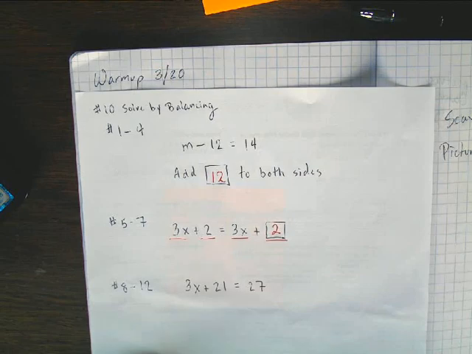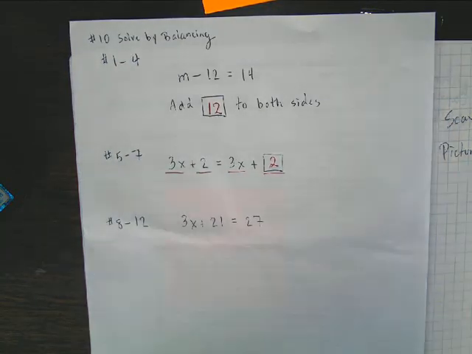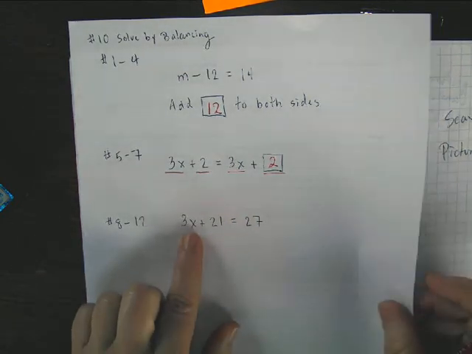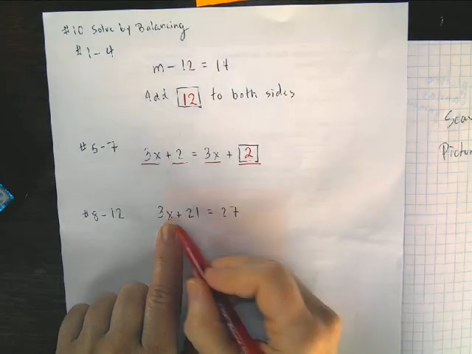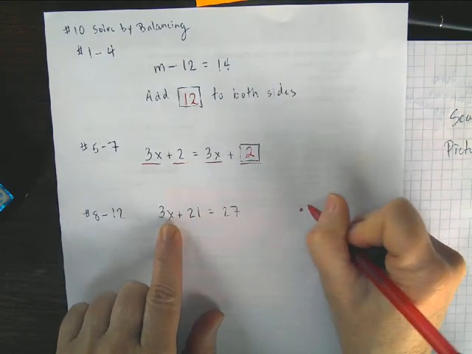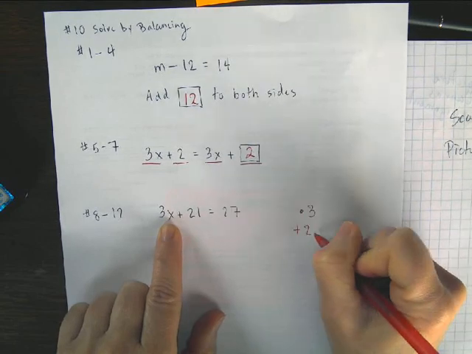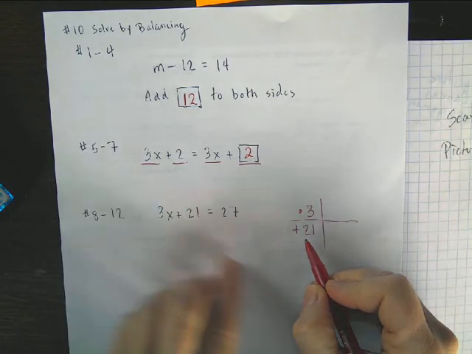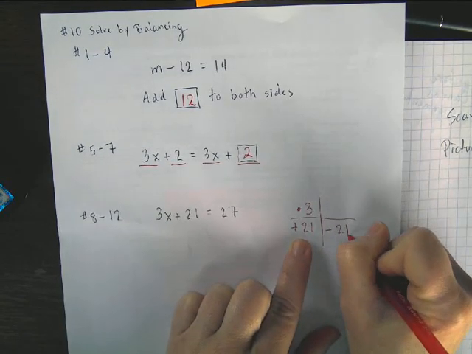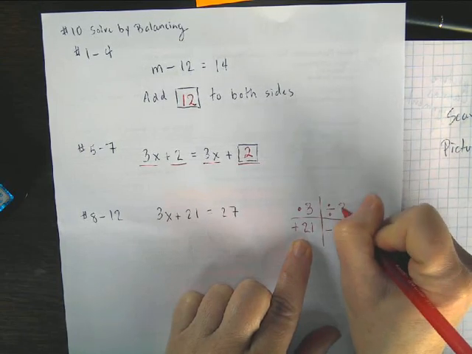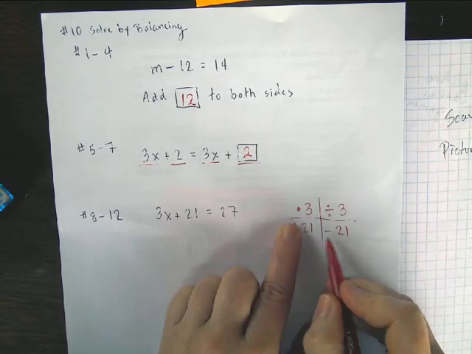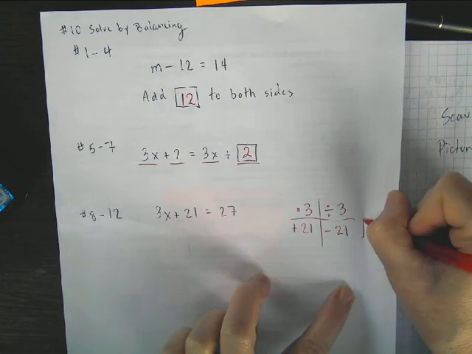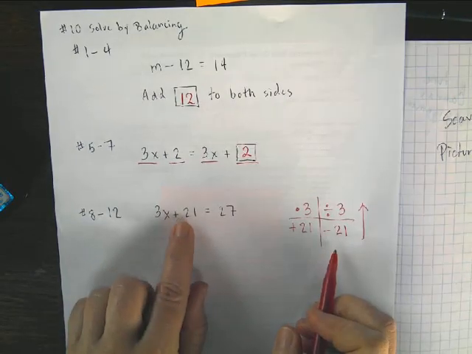Okay, now 8 through 12 is where you actually have to do some work. So here's where we want you to do the balance method. So I can think about deconstruction. I can think about what's happening here. X is being times by 3 and then added by 21. So I need to do the opposites to get the x by itself. I need to minus 21 and I need to divide by 3. The opposite of plus is minus. The opposite of times is divide. And now I'm going to do them in this order. I'm going to get rid of the plus 21 first.